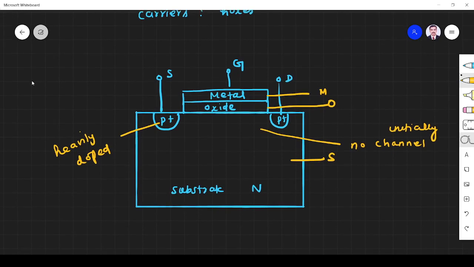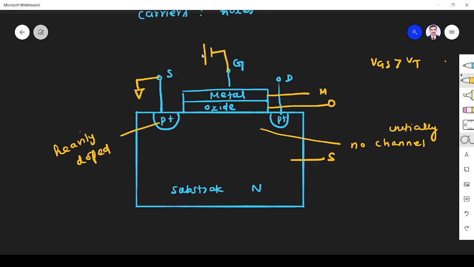Okay. What will happen? From NMOS we know that when VGS is greater than VT, the current flow will happen and the channel will be created. Like that, it is PMOS, so it must be opposite. So when I give VGS less than VT, let us assume what will happen. The source terminal is always grounded. When you give negative potential to the gate, what will happen?